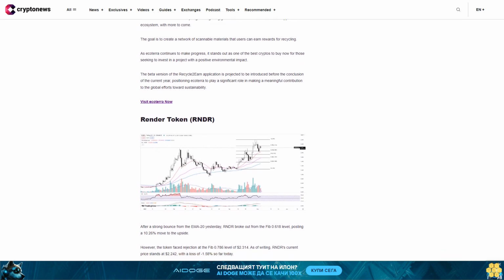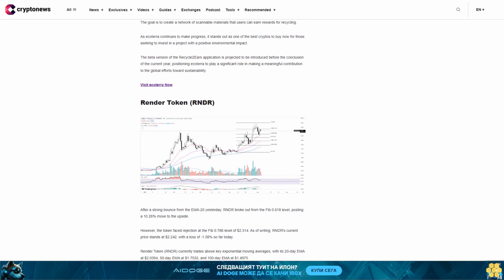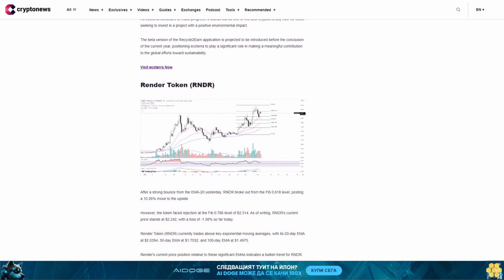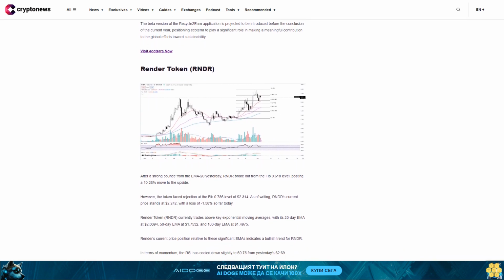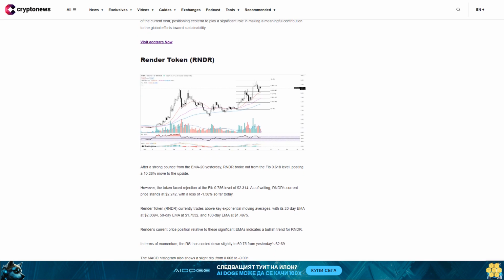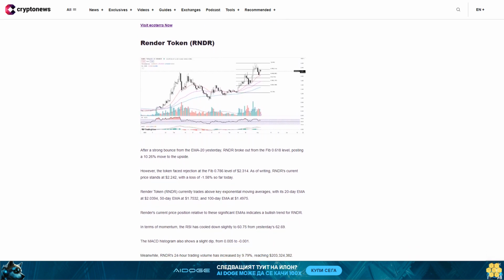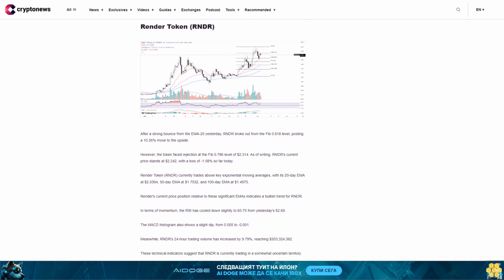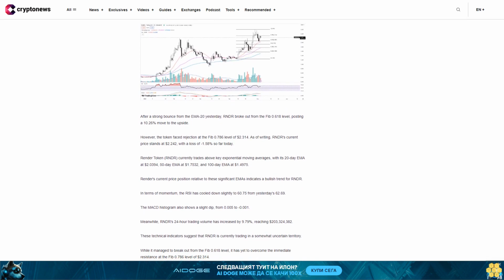In terms of momentum, the RSI has cooled down slightly to 60.75 from yesterday's 62.69. The MACD histogram also shows a slight dip from 0.005 to 0.001. Meanwhile, RNDR's 24-hour trading volume has increased by 9.79%, reaching $203,324,382. These technical indicators suggest that RNDR is currently trading in somewhat uncertain territory.